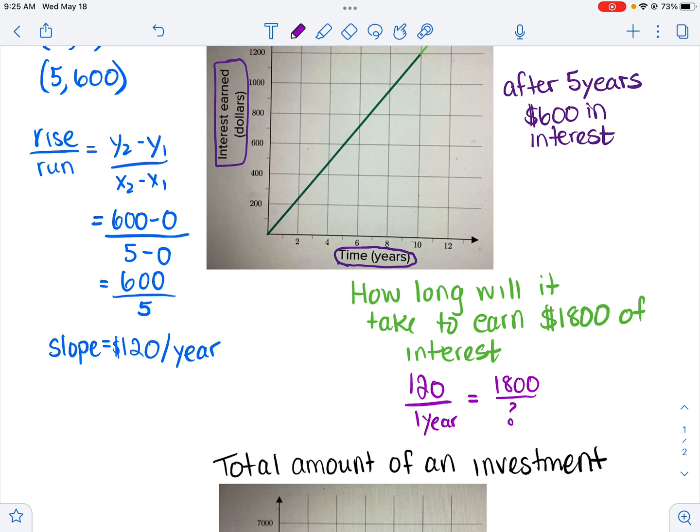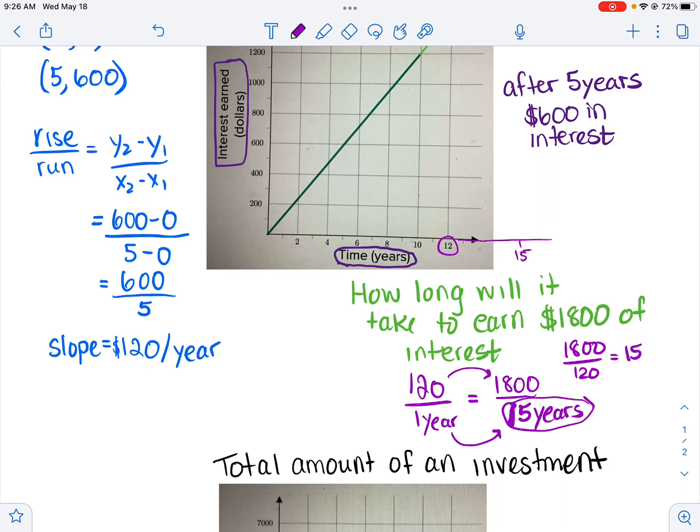So we could actually do 1,800 divided by 120. Right? That's pretty much what we're doing. We're trying to figure out, 120 times what would equal 1,800. So 1 year times what will give us the number of years. So I'm going to do 1,800 divided by 120, which is 15. So now I know it will take 15 years to earn $1,800 in interest, which does make sense because our graph only goes to 12. So if I had to guess, 15 seems about right.